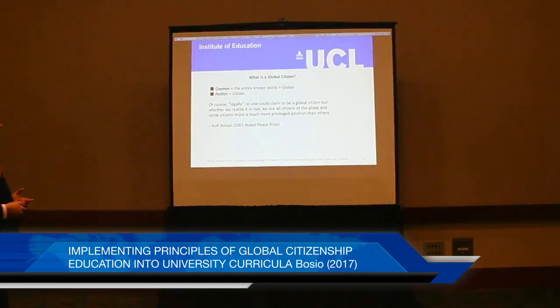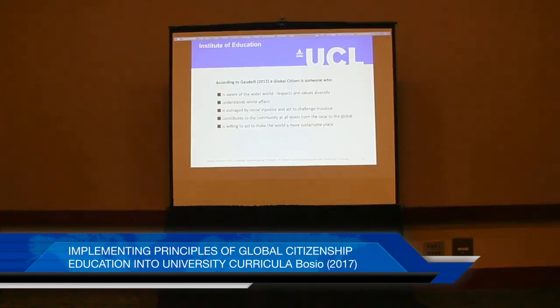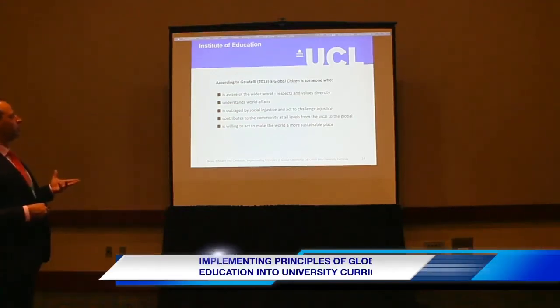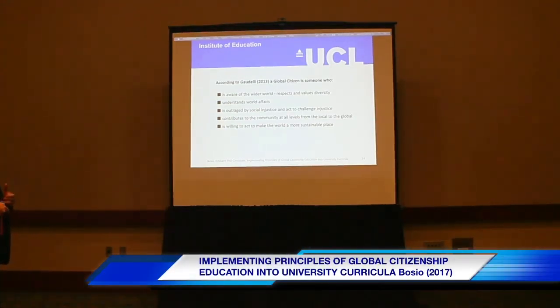And so what is a global citizen? So cosmos means the entire world, we can say global, and polites is citizen. And obviously Kofi Annan suggested that legally no one could say that he's a global citizen. It's a feeling, it's an inner feeling, it's a sense of belonging. According to Gaudelli, a global citizen is someone who is aware of the wider world, respects and values diversity, understands world affairs, is outraged by social injustice, acts to challenge injustice, contributes to the community at all levels, is willing to act to make the world a more sustainable place.